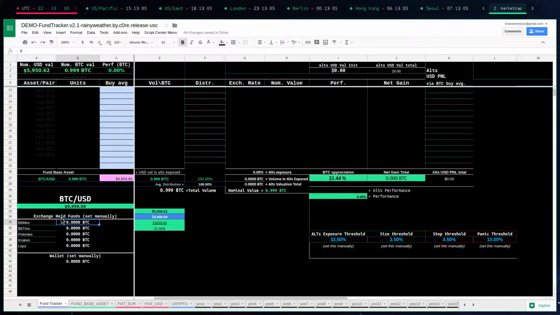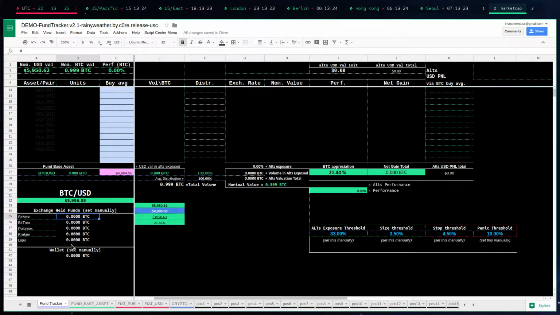These are the values for exchange held funds that you can set manually. So after any profit taking, you would actually need to reflect your exchange Bitcoin balance in here. There sure is some kind of smart way to parse that, but you would need your API keys for that, and I cannot provide that natively.